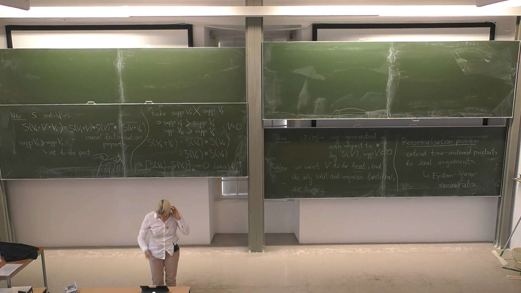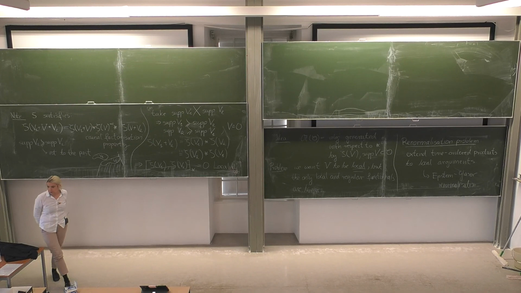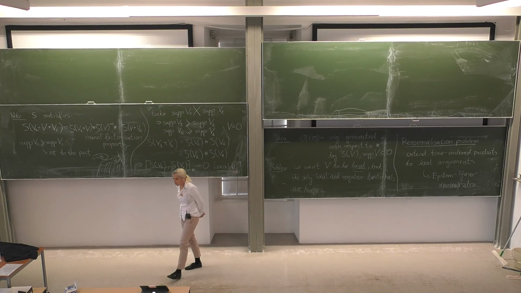Can I think of those S then as forming a group first? At least let's do this. Yes, with respect to the star product. Yes, so in fact, for local interactions, this would be the unitary operators, so to say. This would be the group of unitaries.